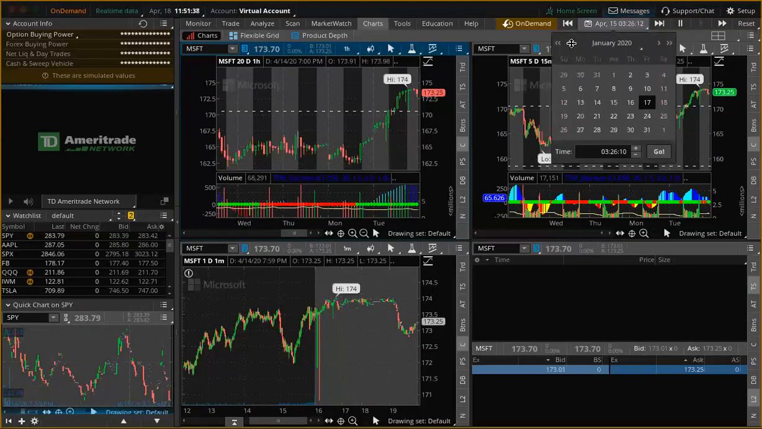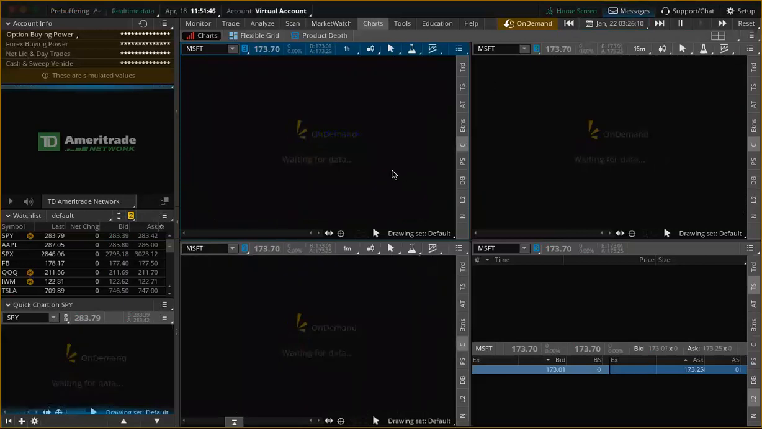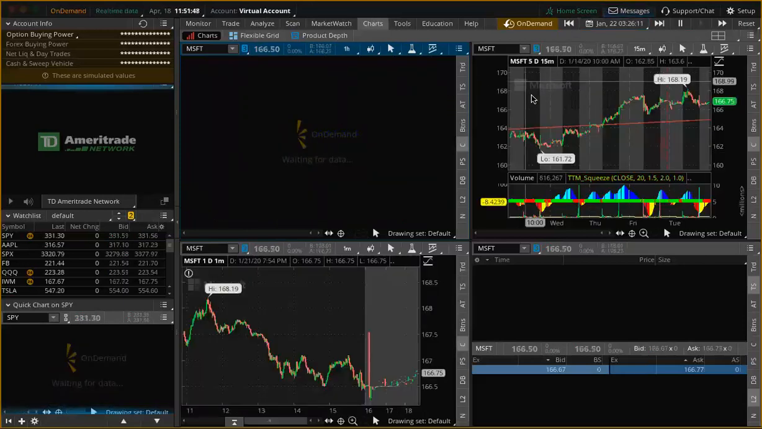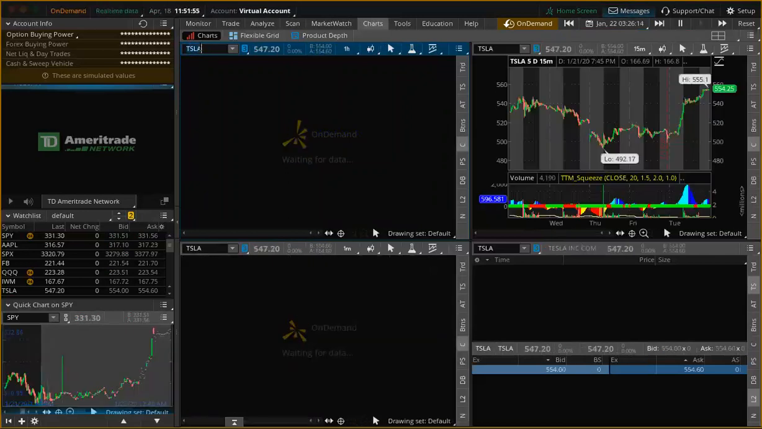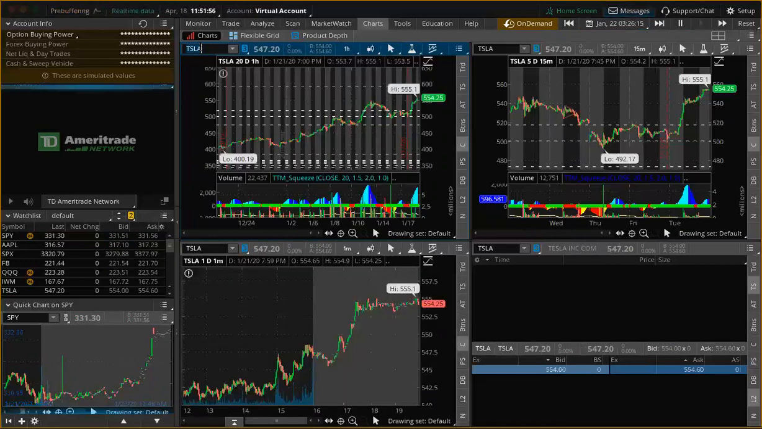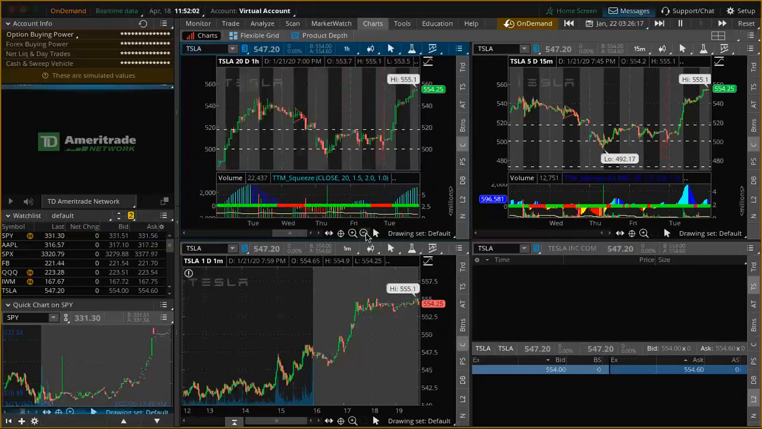Just for kicks and giggles, I'm gonna go back to January. Let's look at this Tesla play I took. Kind of like throw some squeezes at you guys so you can see how effective this thing is. I mean, it works for me like 8 out of 10 times. It doesn't work every time, but it works 8 out of 10 times, at least for me, and for others I've seen before.